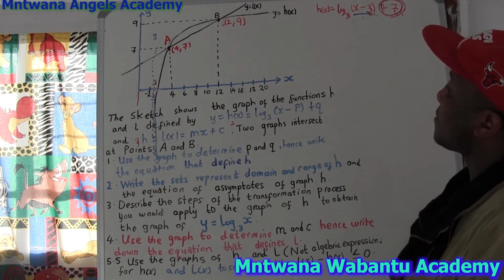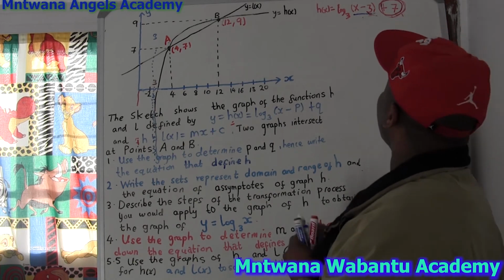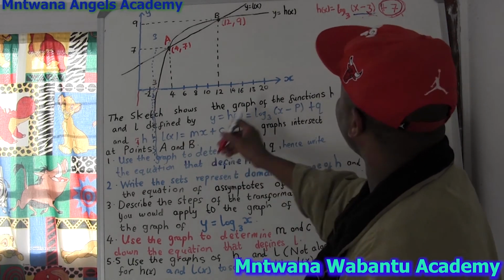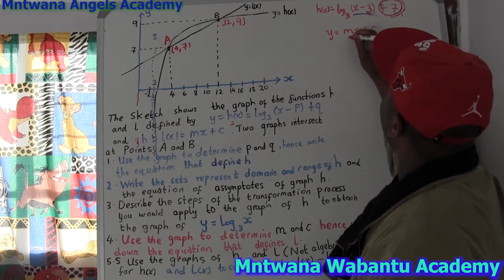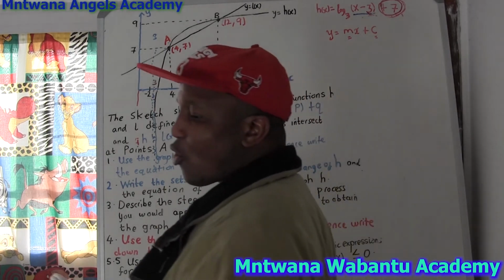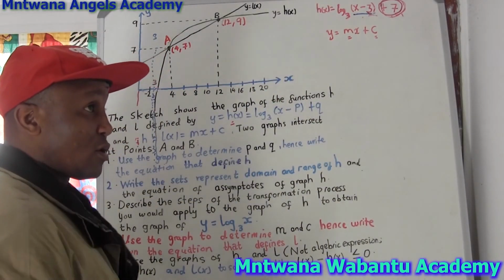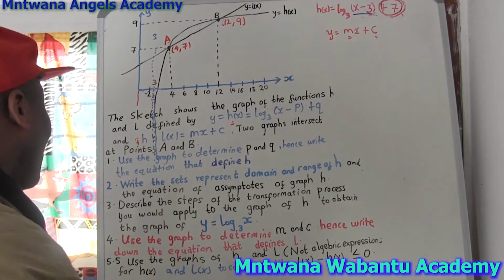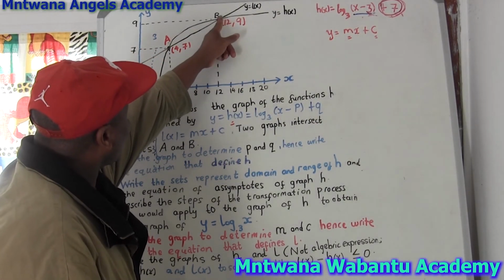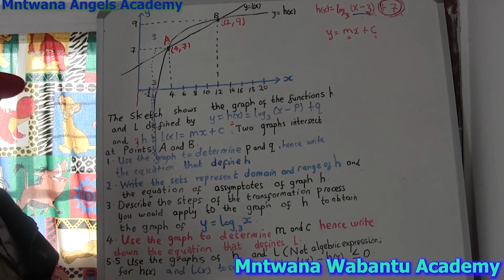Cool. Use the graph to determine m and c. So we know y is a straight line, y = mx + c. We need to find the slope and y-intercept. This is easy. I have to look at the coordinates which lie on that straight line. We have these points lying on this straight line, and this one also lies on that straight line.